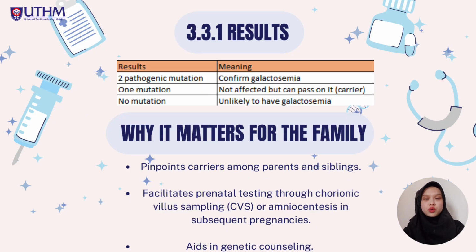Next, the results show three possibilities. Two mutations confirm galactosemia. One mutation means the baby is just a carrier. No mutation means the baby is unlikely to have it. Why it matters for the family: this helps find carriers in the family, guides future pregnancy testing, and supports genetic counseling.